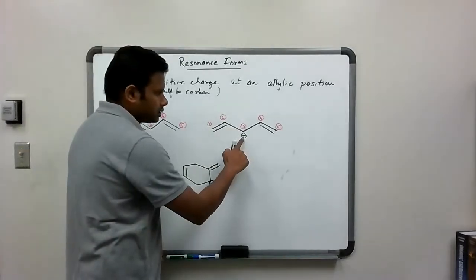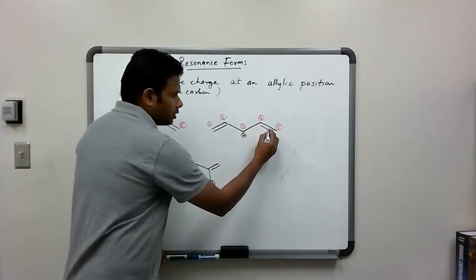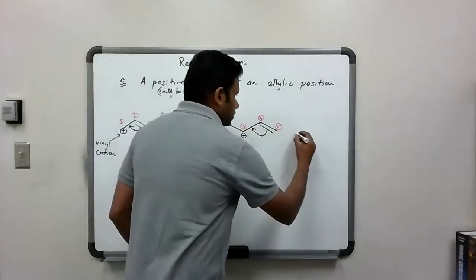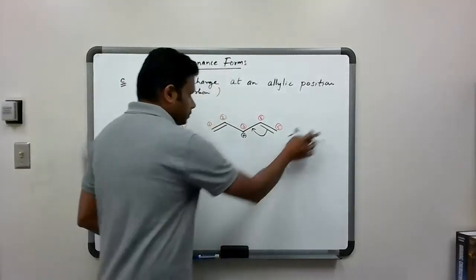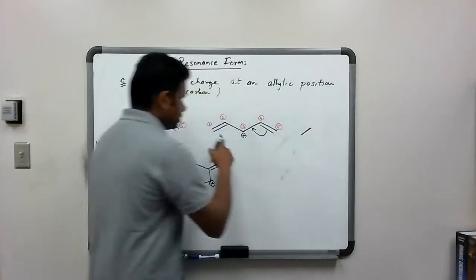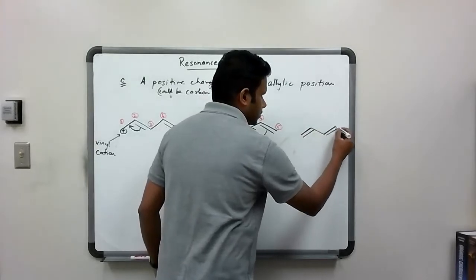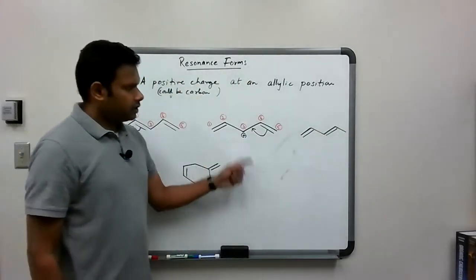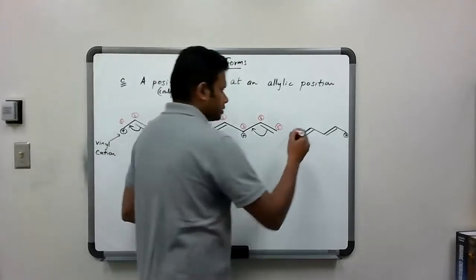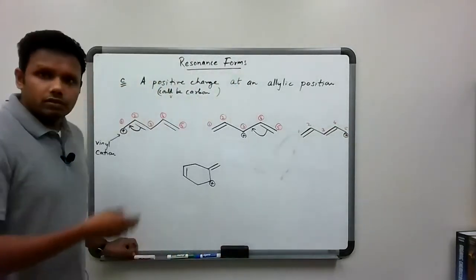Since this is allylic with respect to 4 and 5, or with respect to 4, we're going to take this pi bond here and move it to the space between 3 and 4. That will give us another resonance form where there's a double bond between 1 and 2, and another double bond between 3 and 4. We'll get this structure, and when you calculate formal charge, 5 should have a positive charge on it. So we have 1, 2, 3, 4, and 5. That's the new resonance form.